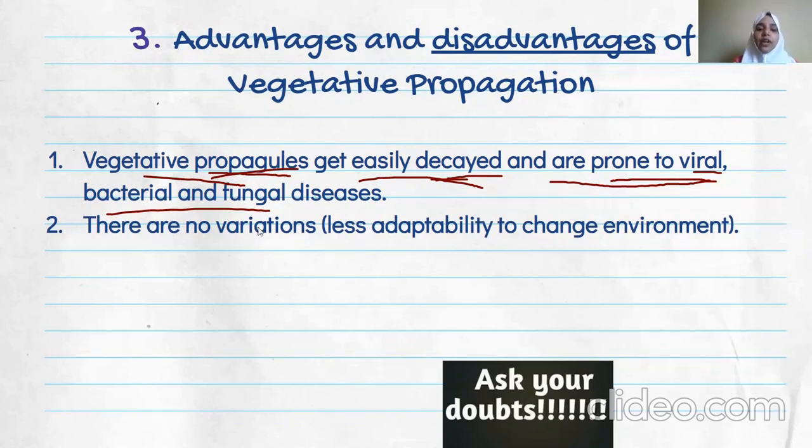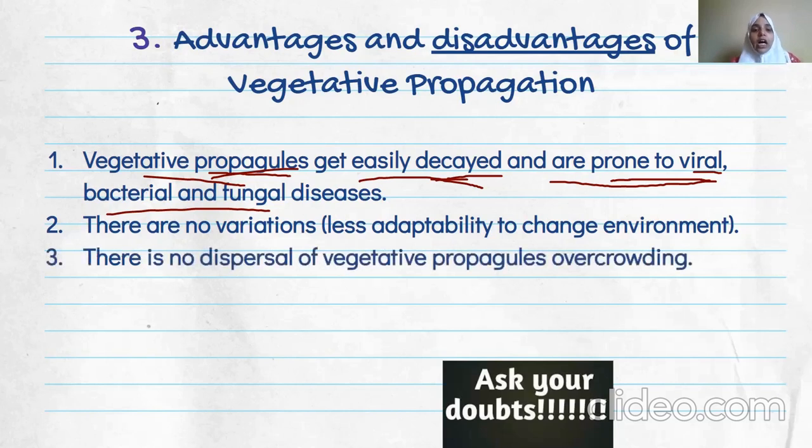But if you are looking for variations in your plants, then that will not be possible. And if there are no variations, the chances of the plant adapting to the changing environment become a bit challenging. So this is one of the disadvantages of vegetative propagation. Also, there is no dispersal of the propagules.